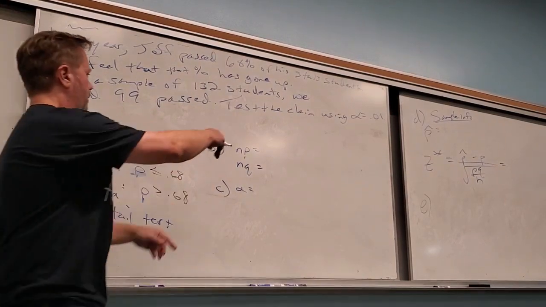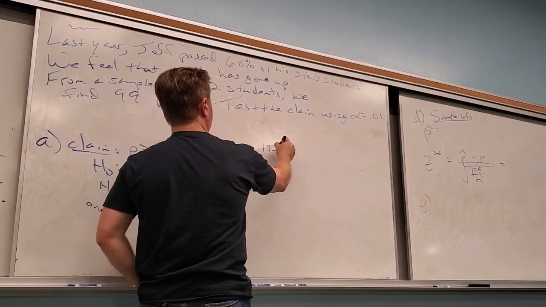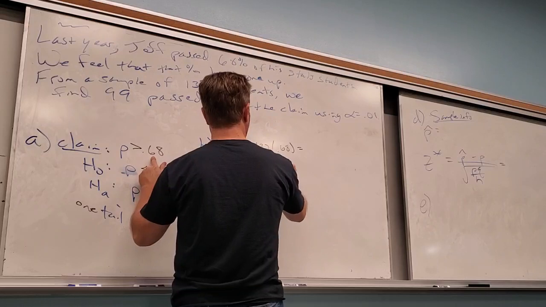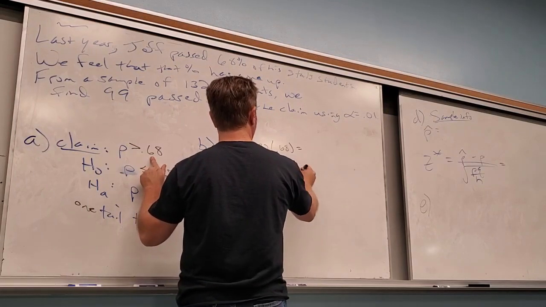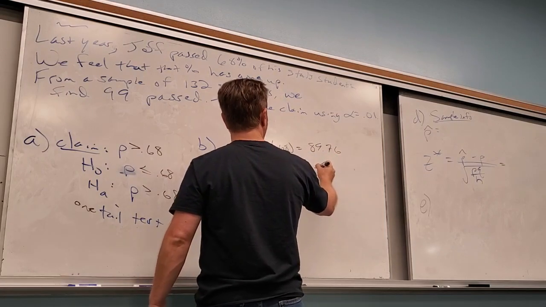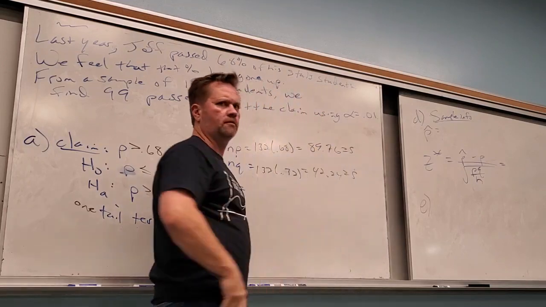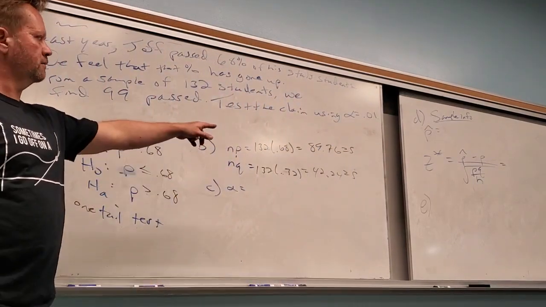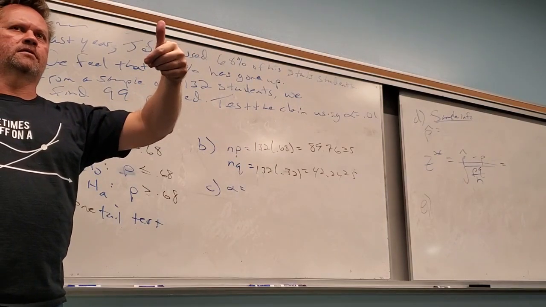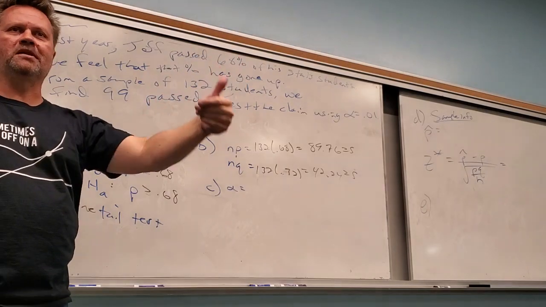And then here, this is just plug and chug. What's n? 132. p is 0.68. 89.76. And 42.24. All right, what does that mean? Normal enough. So that means I can use Z score. So it's either Z or nothing.